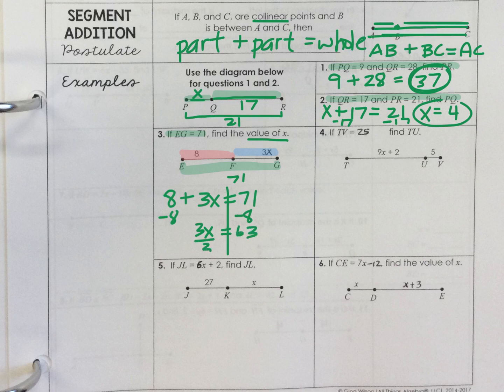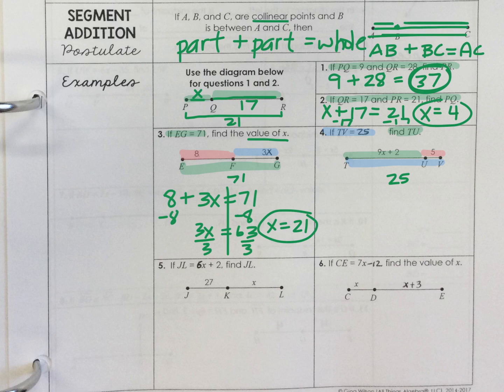63 divided by 3, x equals 21. Okay? Let's do this next one. If TV is 25, apparently we're doing blue now. So this whole thing right here is 25, and it wants me to find TU. So that part, that's TU.